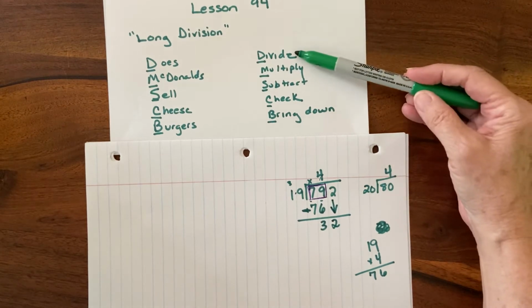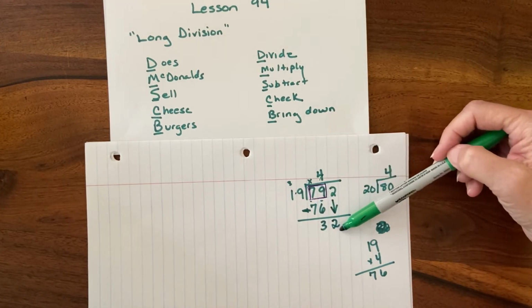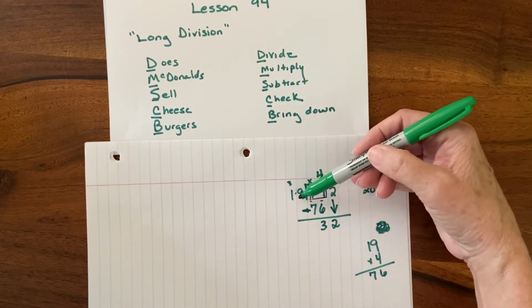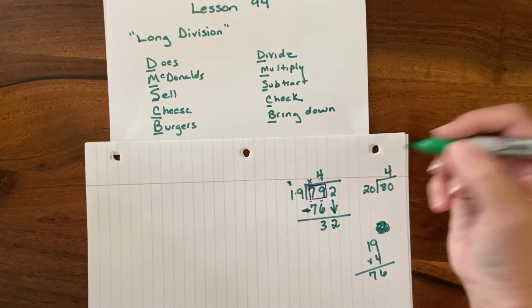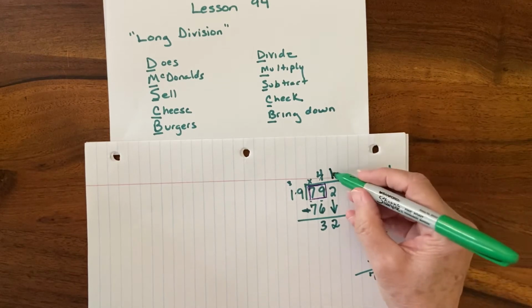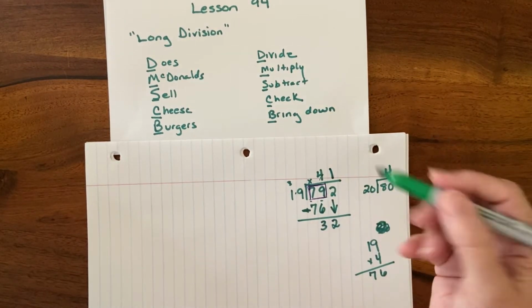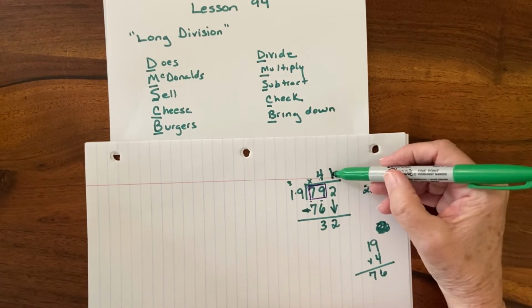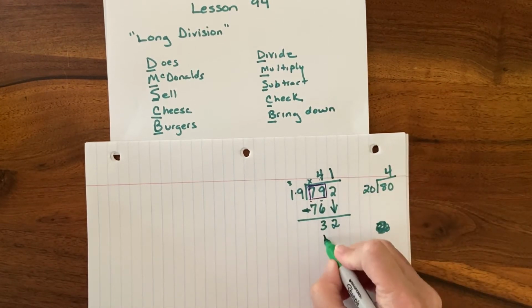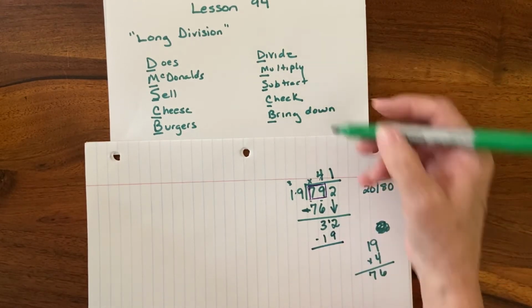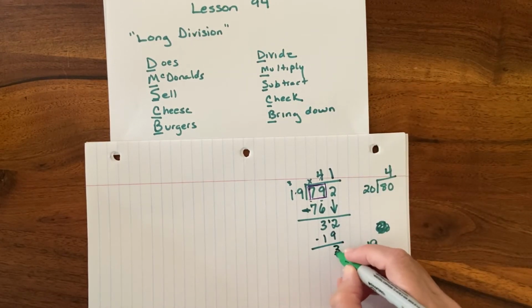I'm going to start my process again. I'm going to divide. 19 goes into 32 how many times? I don't know. How many times does 20 go into 32? Oh, one time. So I'm going to go ahead and put my 1 there. And instead of multiplying by 20, I'm going to multiply by 19. That was just to imagine what this number might be. So I'm going to multiply. That's my next step. I'm going to go ahead and subtract, my third step.